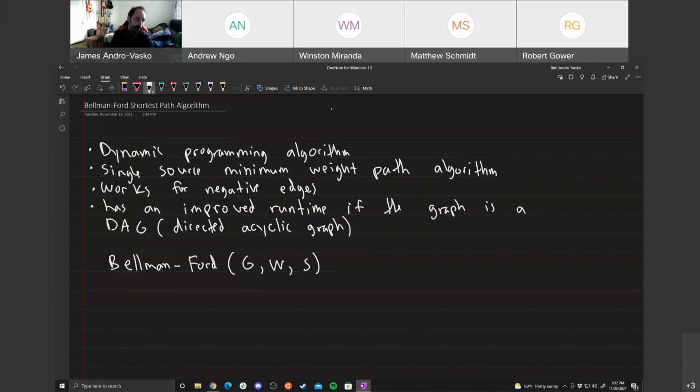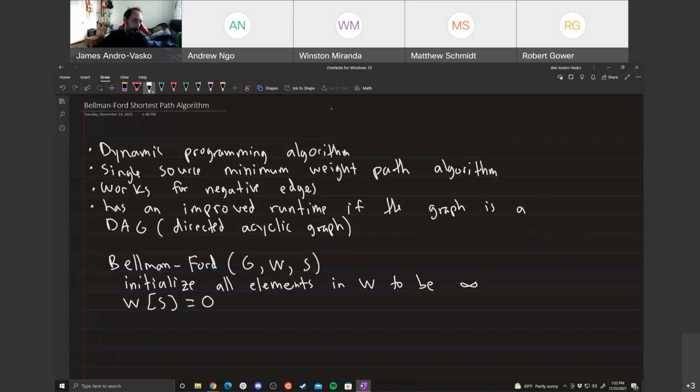So the first thing we're going to do is initialize all elements in W to be infinity. And of course, W of S is going to be 0 initially, because that's going to be your starting node. So you want to have that start at 0.